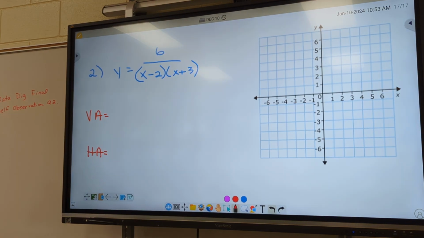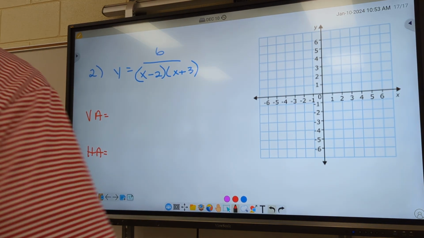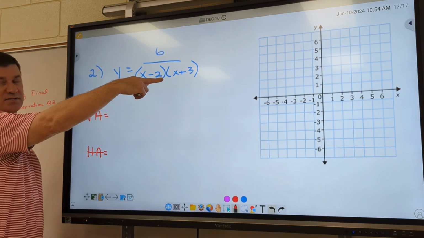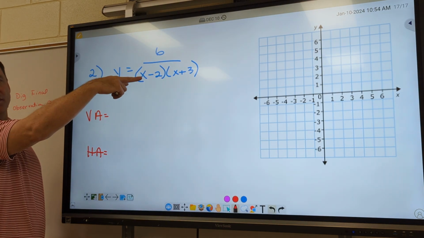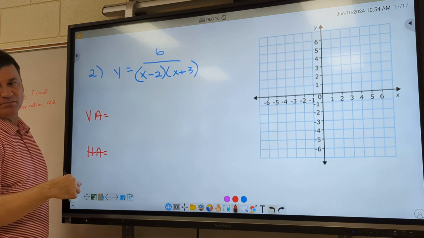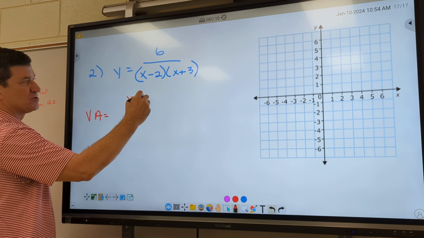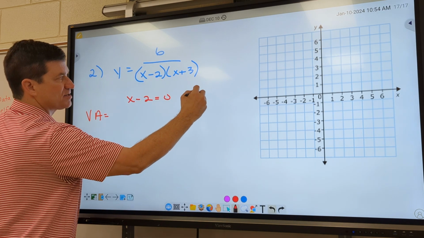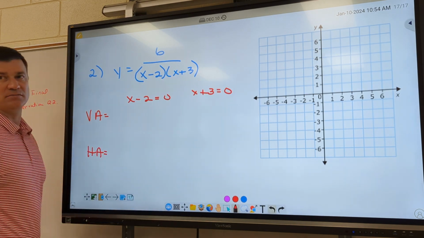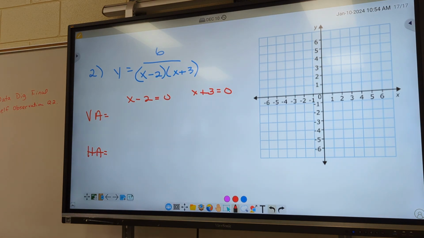Got something that's different on it. What's different? It has two. Yeah, two X's are in the bottom this time. So what do you do? You find an answer for both of them. I'll say it again. When you have more than one X in the bottom, you set them both equal to 0, side by side, just like that. All right, find both answers. I'll wait on you.